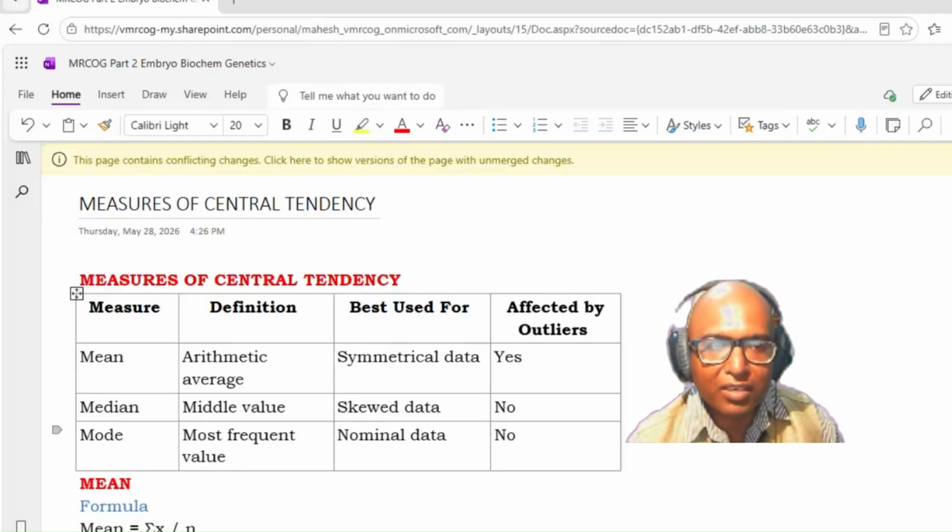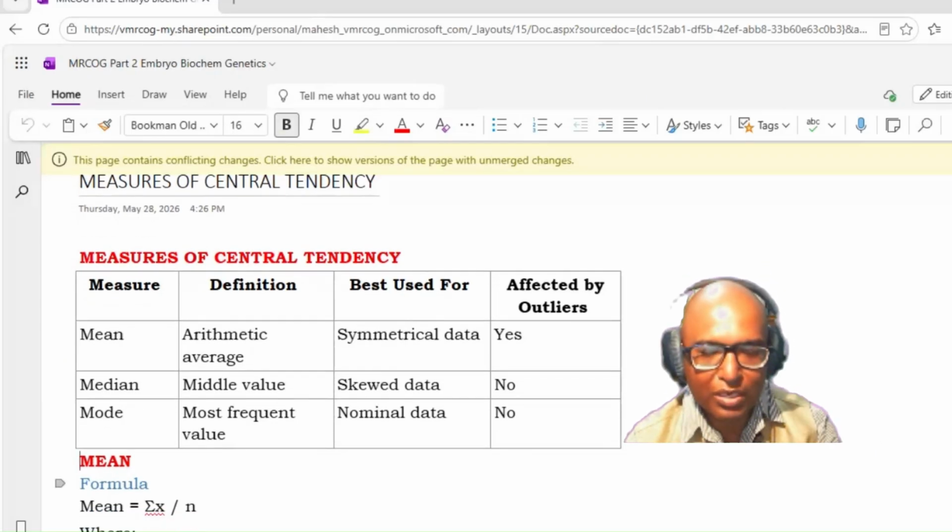Okay, then the third measure of central tendency is mode. It is the most frequent value which is coming in the observations in the data set. The most frequent value in the data set is the mode, and it is best suited for nominal type of data. If you have nominal data, then you calculate the mode. Is it affected by the outliers? No, it is not affected by the outliers. Okay, so we'll see one by one: mean, mode, and median.